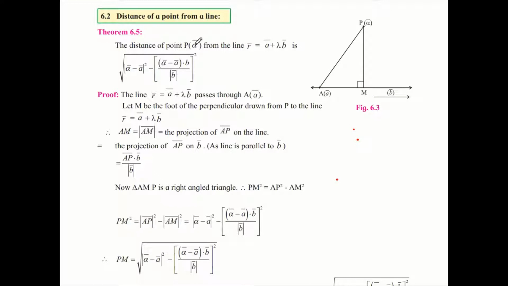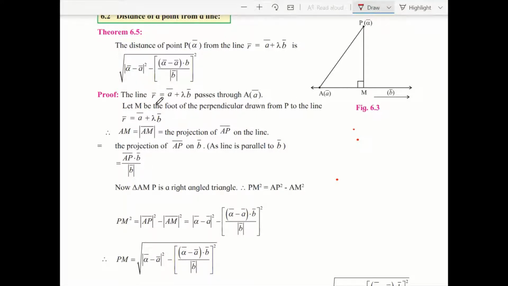The distance of a point P, that is alpha, from the line r = a + lambda b is given as root of |alpha - a|² - ((alpha - a) · b / |b|)². So remember, alpha is the position vector of point P, a is any point on the line, and b is the vector which is parallel to the given line.